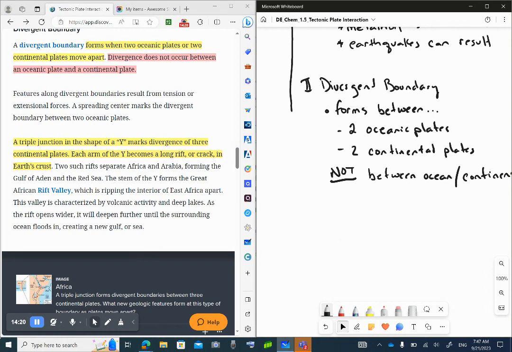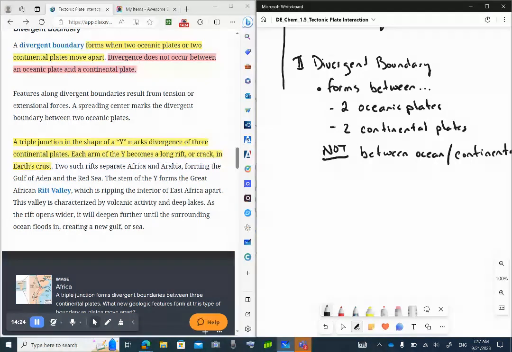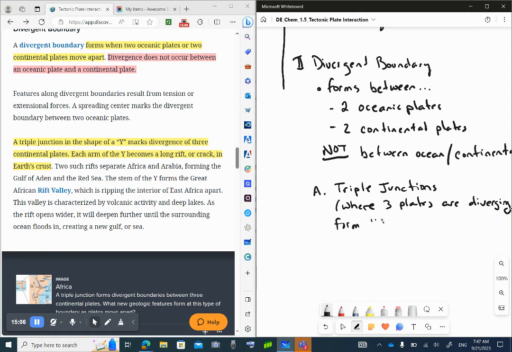Now, as far as features are concerned here, this is important. If you take a look at the third paragraph down, a triple junction in the shape of a Y marks divergence of three continental plates. Okay, so you can have a peculiar sort of situation where we'll call them triple junctions. Let's just call it that way, okay? Triple junctions, where three plates are diverging, and form Y type borders.